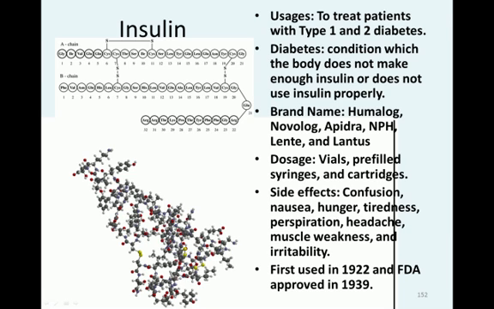Insulin. Insulin is used to treat patients with type 1 and type 2 diabetes. Diabetes is a condition in which the body does not make enough insulin or does not use insulin properly. Side effects are confusion, nausea, hunger, and tiredness. It was first used in 1922 and it was FDA approved in 1939.